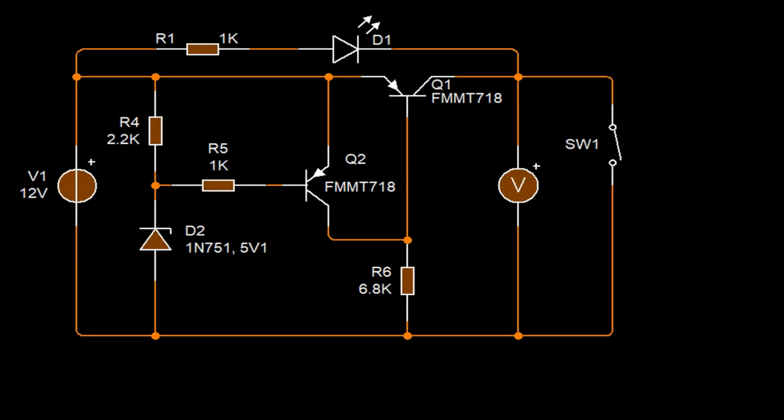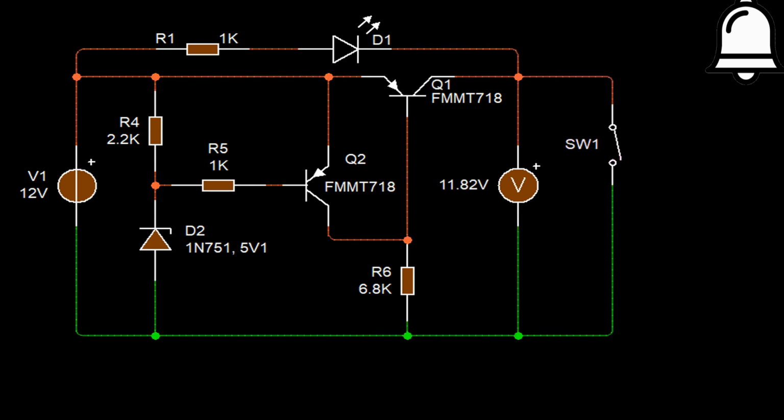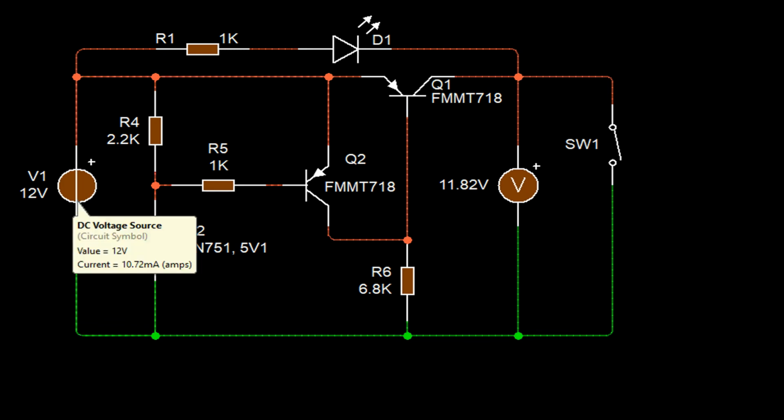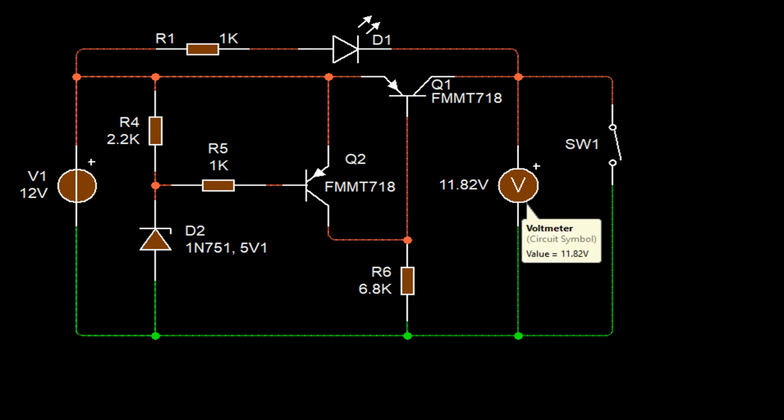Working of overvoltage protection circuit. When the voltage is less than the preset level, the base terminal of Q2 is high, and as it is a PNP transistor, it turns off. And when Q2 is in off condition, the base terminal of Q1 will be low and it allows the current to flow through it. Now when the voltage exceeds the preset value, the Zener diode starts conducting, which connects the base of Q2 to ground and turns on Q2.